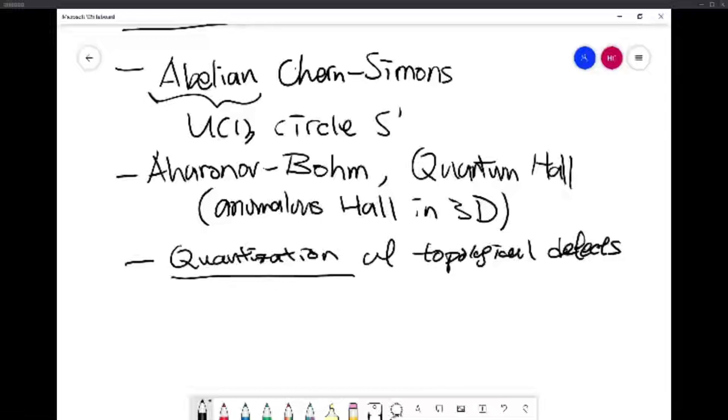So where does Abelian Chern-Simons come from? What's Chern-Simons theory, right? Chern-Simons theory is a topological field theory determined by the Chern-Simons form, which you will typically see as A dA, and then you have some term with A cubed, and this is for non-abelian gauge fields. So here, this is of course a three-form.